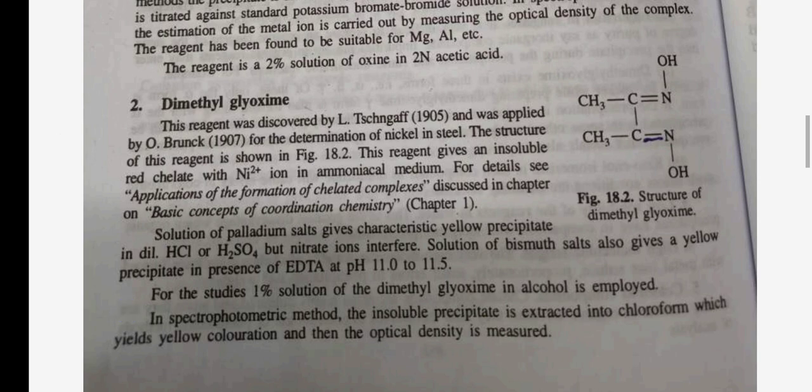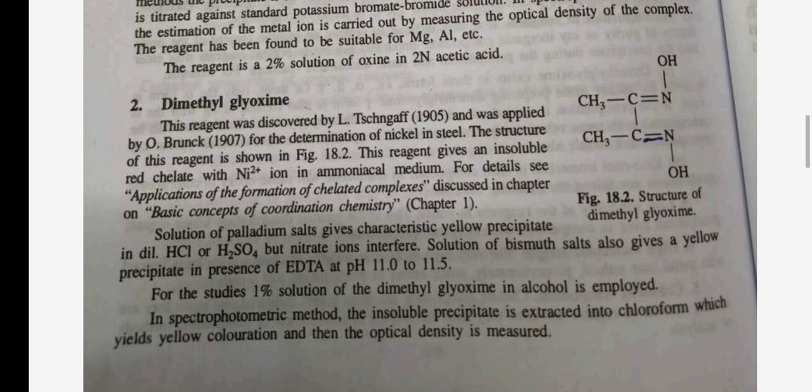Second one is dimethylglyoxime. This reagent was discovered by L. Tschugaeff in 1905 and was applied by O. Brunck in 1907 for the determination of nickel in steel. The structure of this reagent is shown in the figure. This reagent gives an insoluble red chelate with nickel 2+ ion in ammoniacal medium. For detailed applications of the formation of chelate complexes, see the chapter on the basic concepts of coordination chemistry.